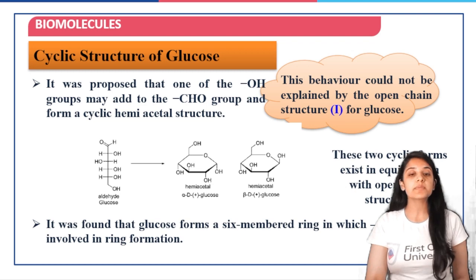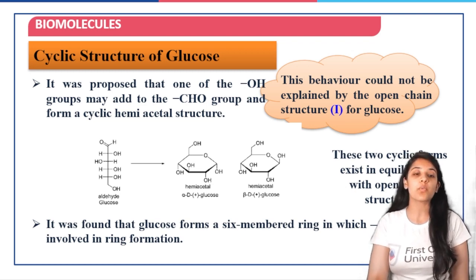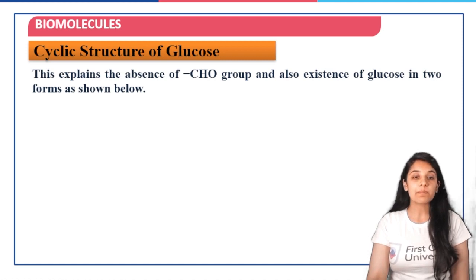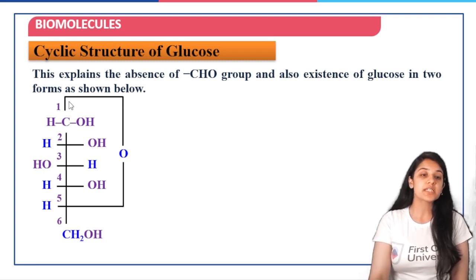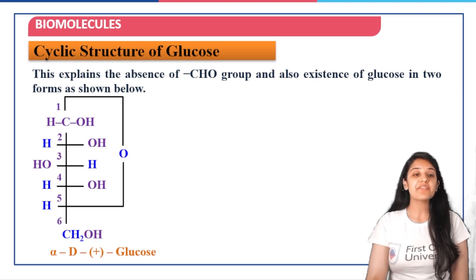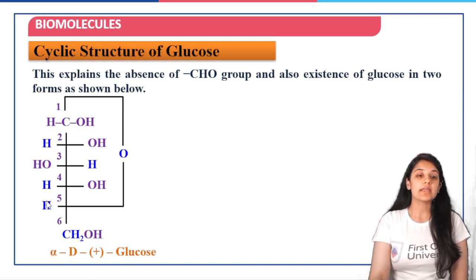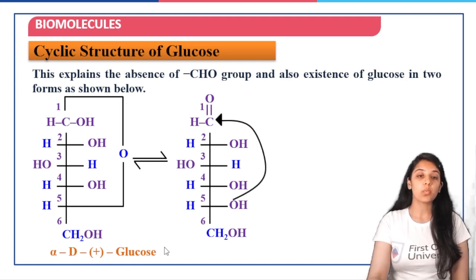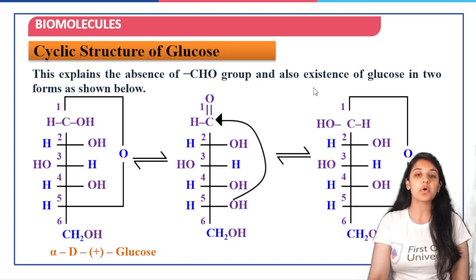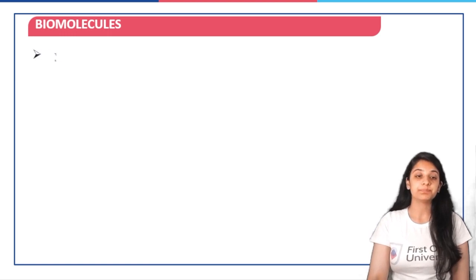It was found that glucose forms a six-membered ring in which the OH at carbon 5 is involved in ring formation. This explains the absence of a free CHO group and also the existence of glucose in two forms. So here you can see the first carbon atom and the fifth carbon atom are actually getting connected together through this oxygen atom, forming a six-membered ring structure. So we have alpha D glucose, and the other is the beta form of it, where the OH is going to be present away from this oxygen. So this is beta D plus glucose.